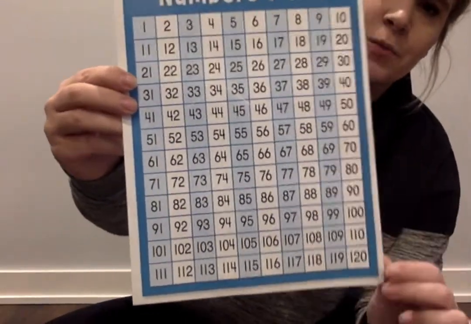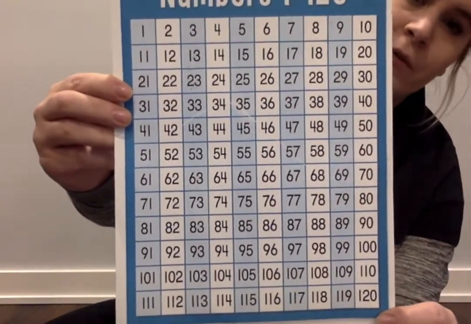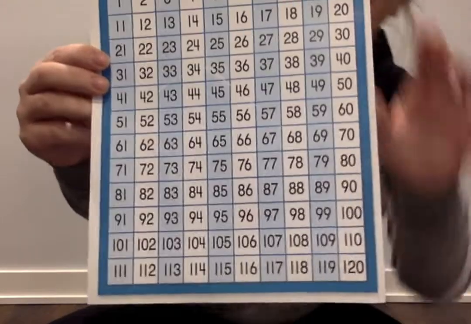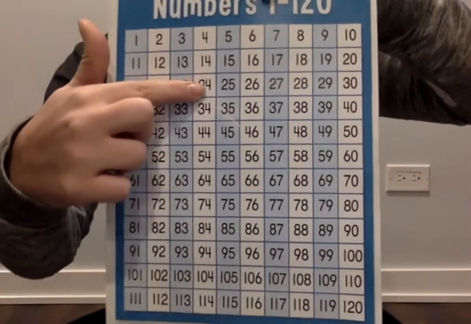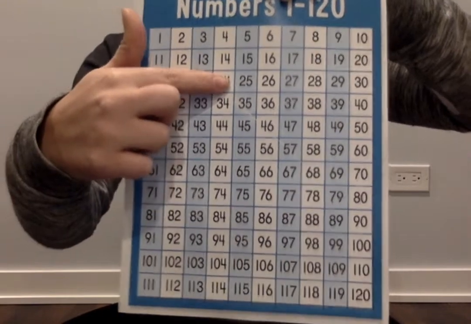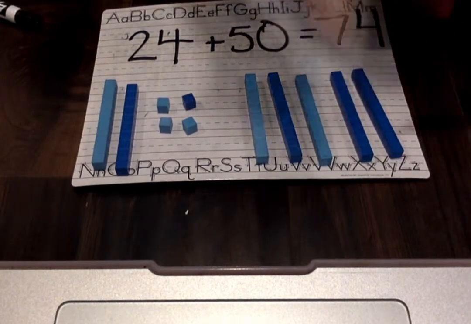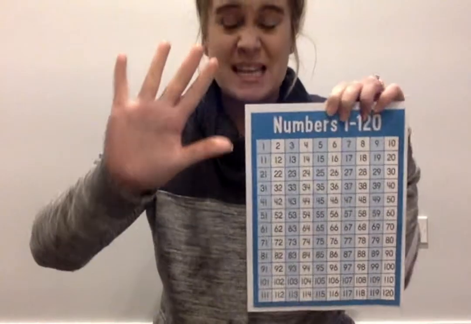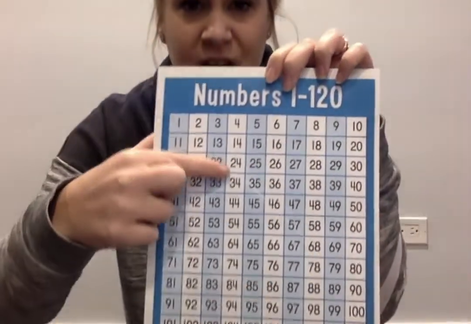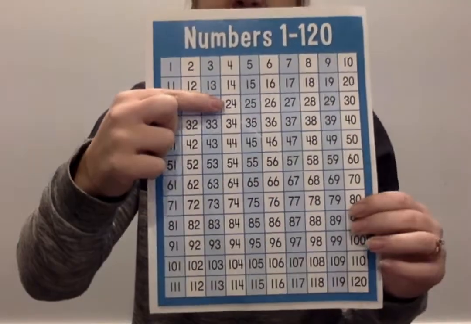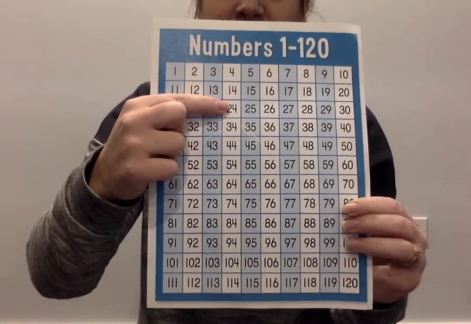First, I need to find 24. Can you find 24? Sorry, it's wiggly. Here's 24. And I need to count by tens. How many tens did I have here? 1, 2, 3, 4, 5. There's 5 tens in 50. So I need to count by tens 5 times. So I'm going to start at 24, and now I'm going to count by tens 5 times.